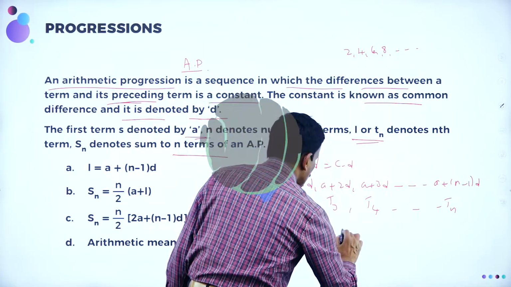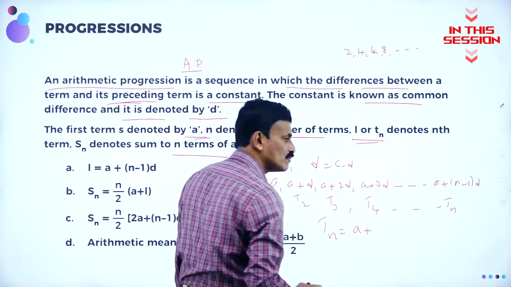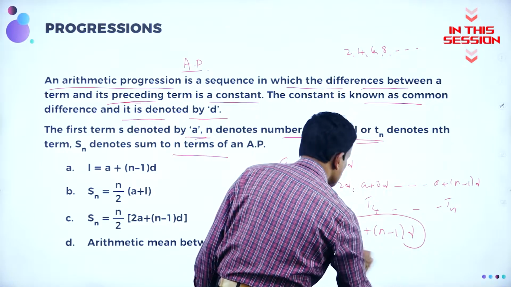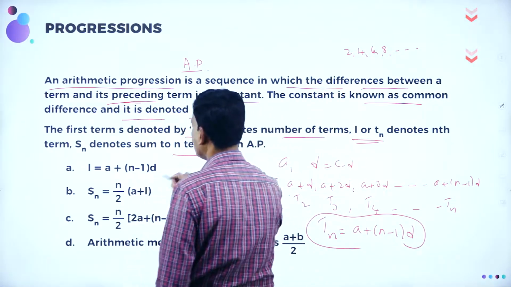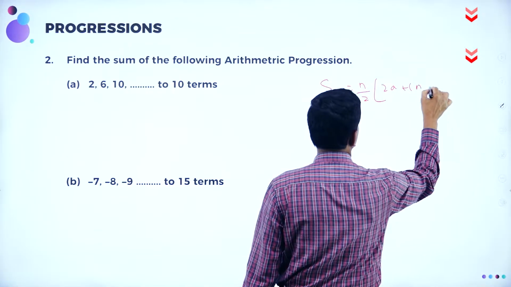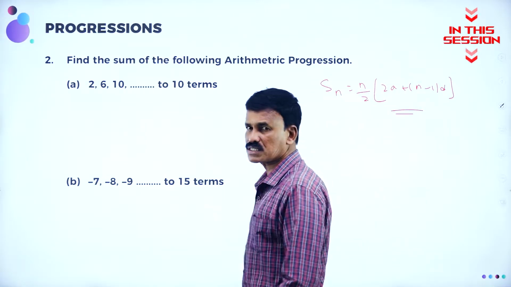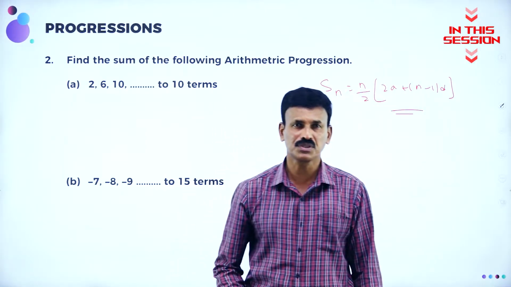The nth term of an arithmetical progression is given by Tn is equal to a plus n minus 1 into d. The sum of n terms of an arithmetic progression is n by 2 into 2a plus n minus 1 into d. This is the formula we are going to use to find the sum of n terms of an arithmetical progression.